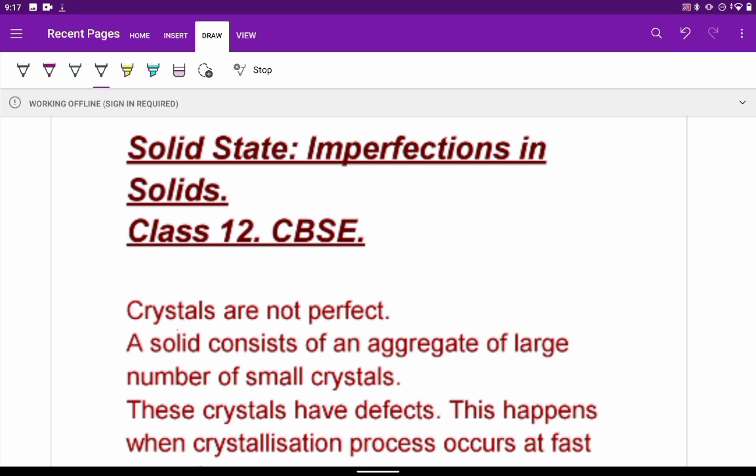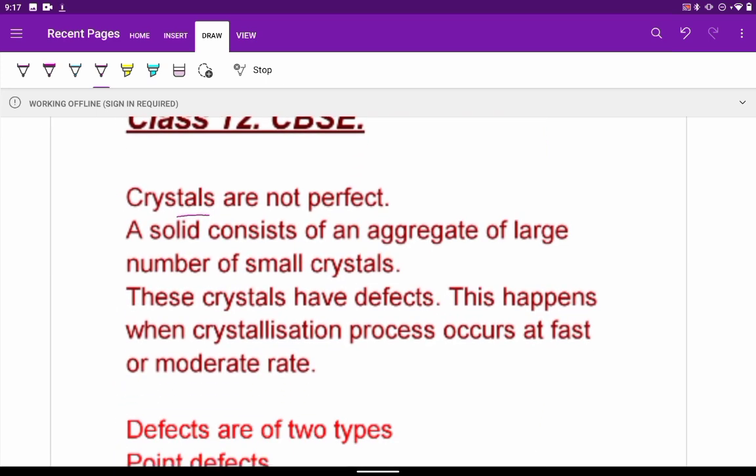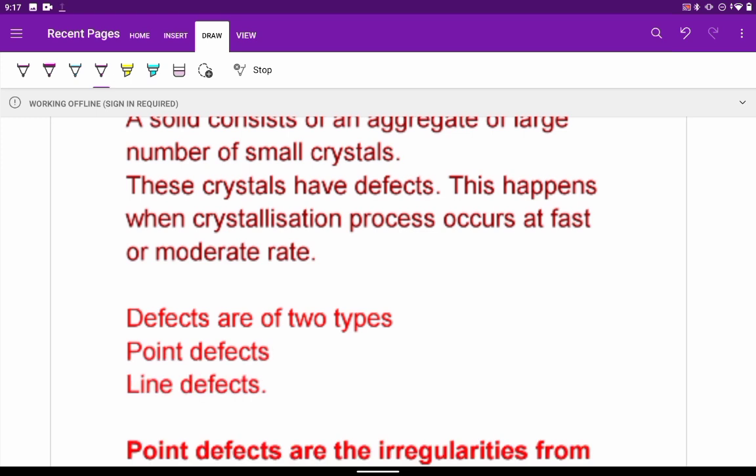So we find that the crystals are not perfect. And also a solid consists of an aggregate of large number of small crystals. And just now we have seen that the crystals have certain defects. And this usually happens when the crystallization process occurs at a fast or moderate rate. Now because of these imperfections we will see some defects.